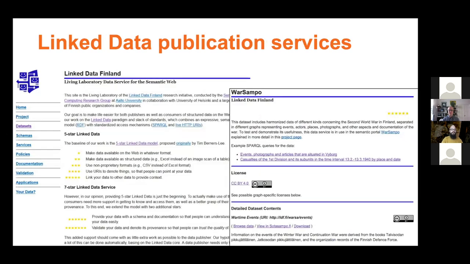Then we need the publication method for these datasets, for which we have built this Linked Data Finland platform, which can be used for publishing any linked data dataset. And for example, the Sampo datasets for the Sampo portals, which are presented today, are published in this linked data service. And these Sampo systems are built by utilizing this linked data service SPARQL endpoint. So anyone could create their own Sampos based on this technology.